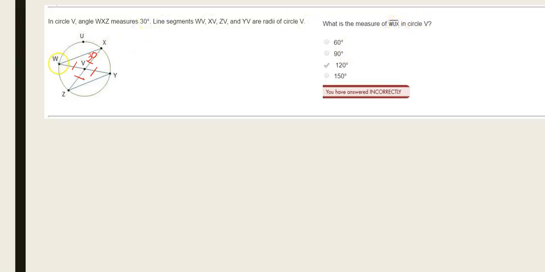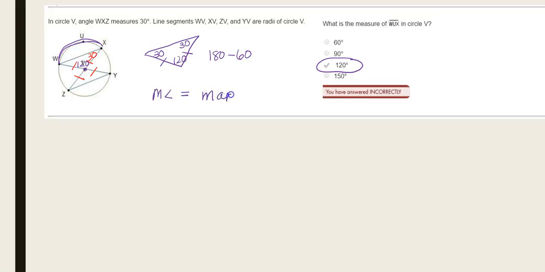And here is WUX, which is this angle here. So what you can do is look at the idea that this is an isosceles triangle. Each of these angles is 30 degrees. Since the triangle has to add up to 180 degrees, if I took 180 minus 60, that would mean that this angle here is 120. Since this angle is a central angle, the vertex is on the center, the arc is equal to the same measure as the central angle. So my answer is 120. So in a central angle, the measure of the angle is equal to the measure of the arc.